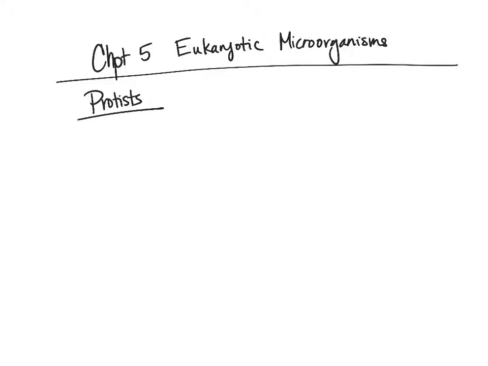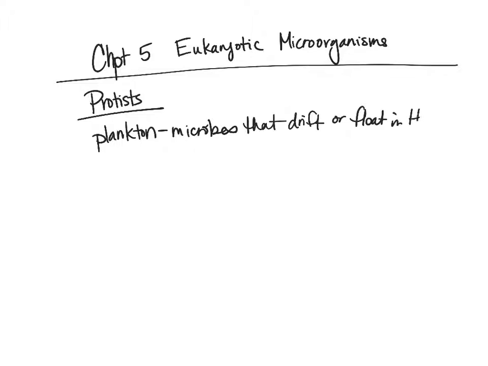But she does skip over a couple of protists that they mention that I feel is an important thing to mention, just because we hear a lot about them, and that's plankton. We may hear about different ocean organisms that eat plankton and live off of plankton, and then of course larger organisms eat those organisms, etc. So I just wanted to mention that plankton are microbes that drift or float in water. And then there are two mentioned in the text.